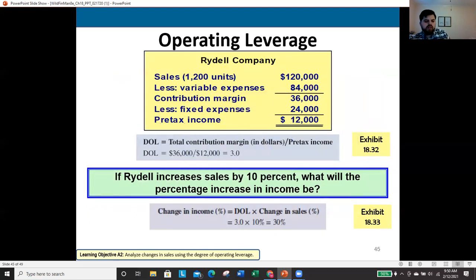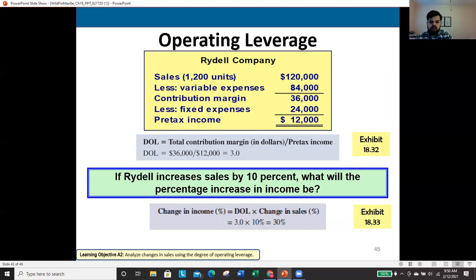So in this case, we see we have sales of 1,200 units at $100 a piece is $120,000. Variable expenses were $70 a unit. Well, $70 a unit times 1,200 units is $84,000 for a contribution margin of 36. Our fixed expenses were 24, giving us pre-tax income of 12. 36 minus 24 is our 12. Now, at this point, we need to calculate my actual degree of operating leverage by simply taking my total contribution margin of 36 over the 12, which is my pre-tax income, and that gives me a rate of 3.0.